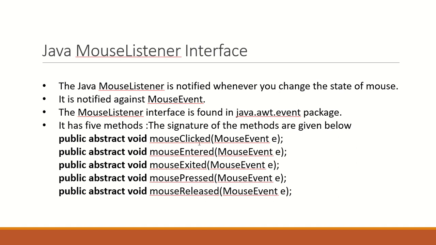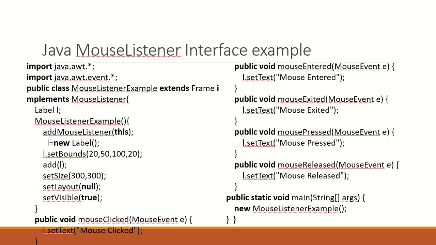mouseClicked, as the name says, will notify when the mouse is clicked. mouseEntered means the mouse entered a window. mouseExited means it came out of the window. mousePressed means the left button was pressed, and mouseReleased means the button was released. So these are the 5 main methods. Okay, so I'll show you an example.